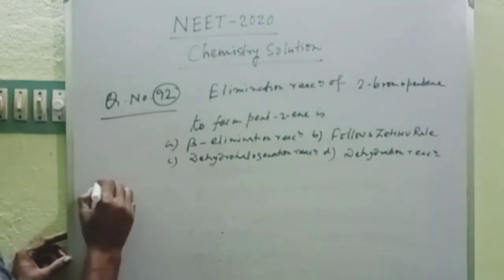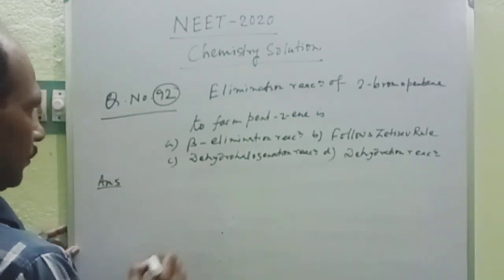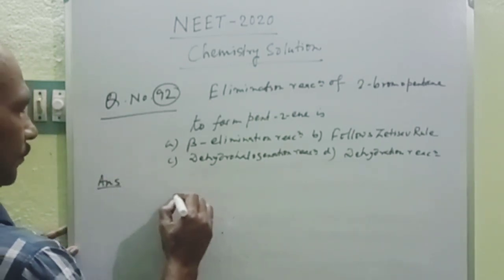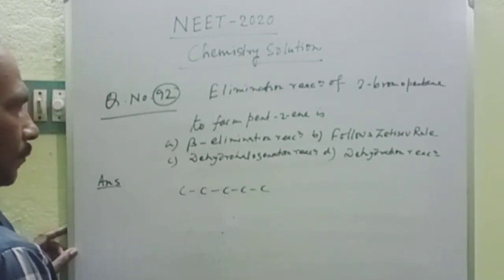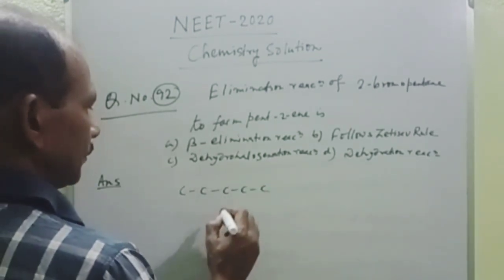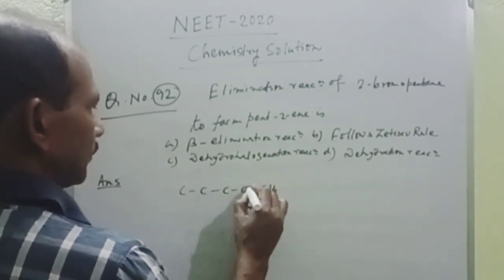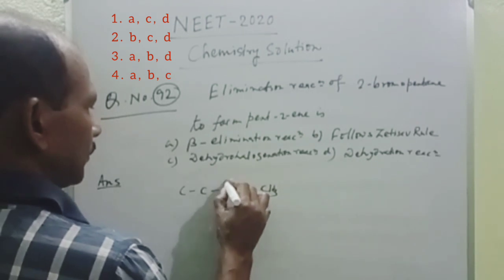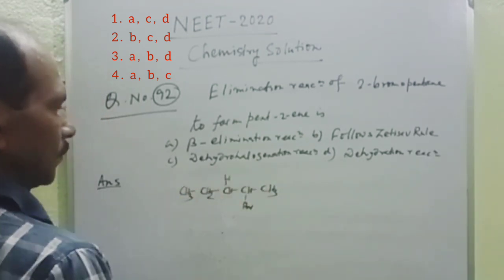Question number 92. Elimination reaction of 2-bromopentane to form pent-2-ene is: A, beta elimination reaction; B, follows Zaitsev rule; C, dehydrohalogenation reaction; D, dehydration reaction. Option number 1 is ACD, option number 2 is BCD, option number 3 is ABD, and option number 4 is ABC.